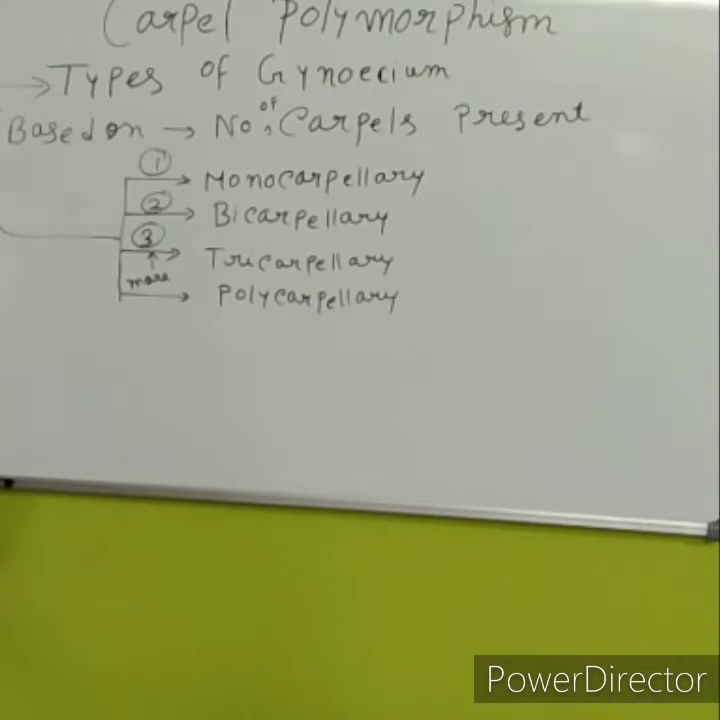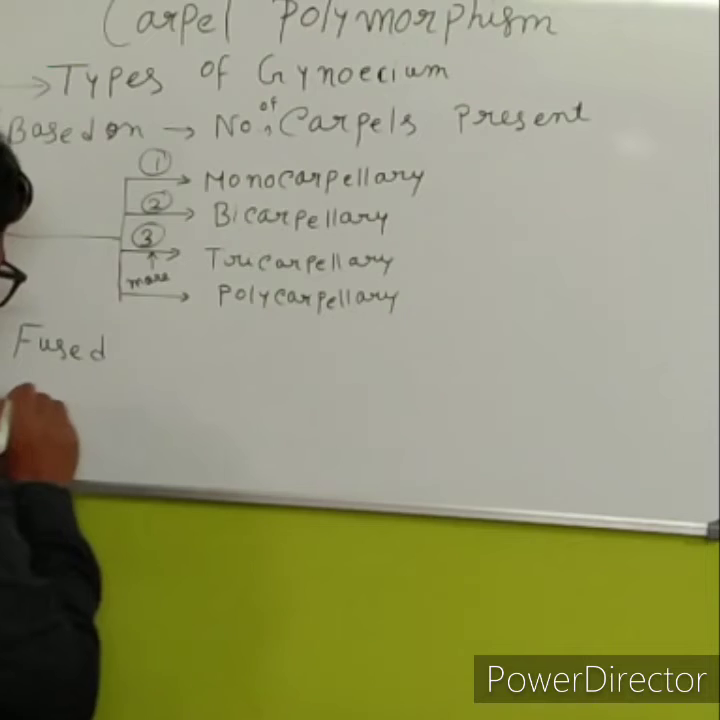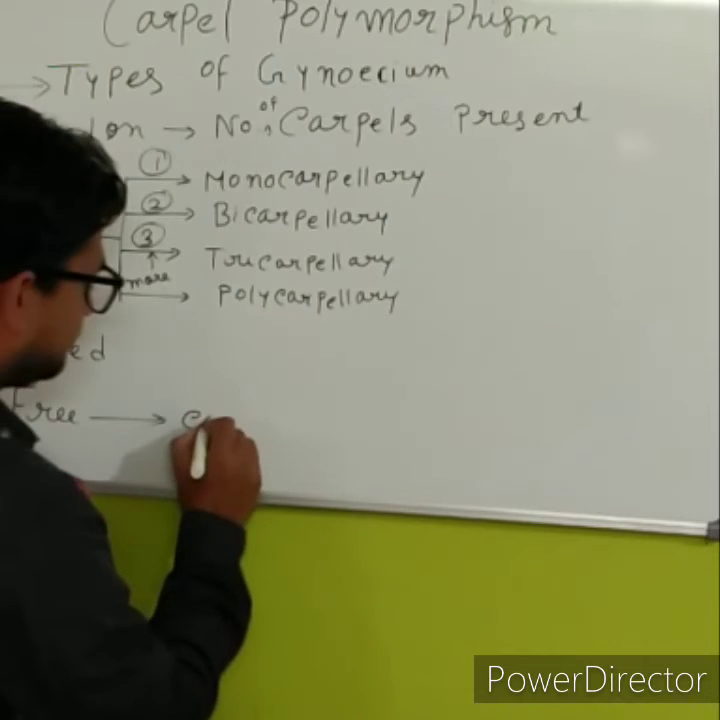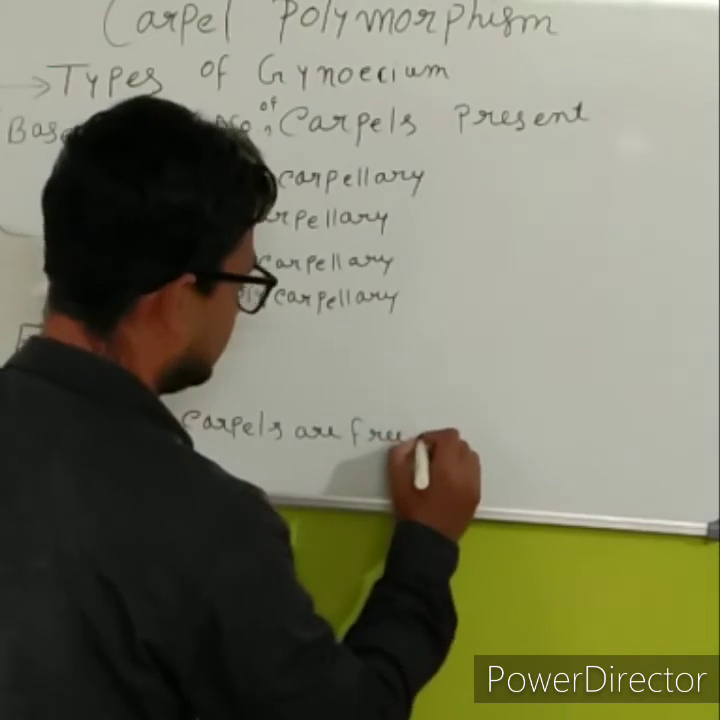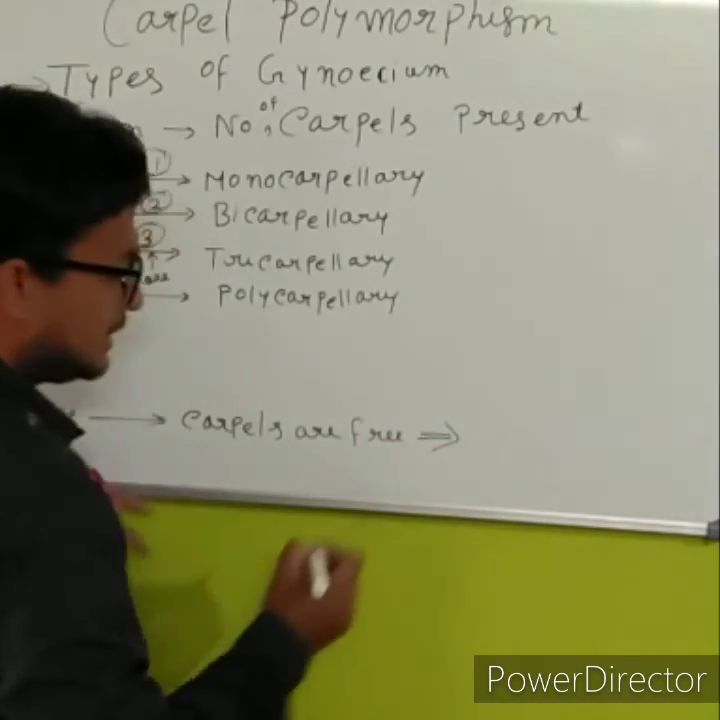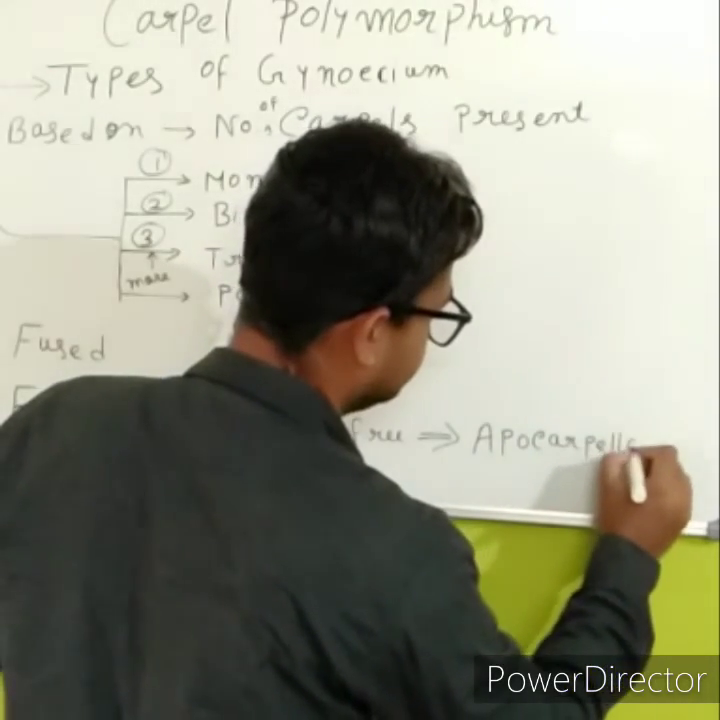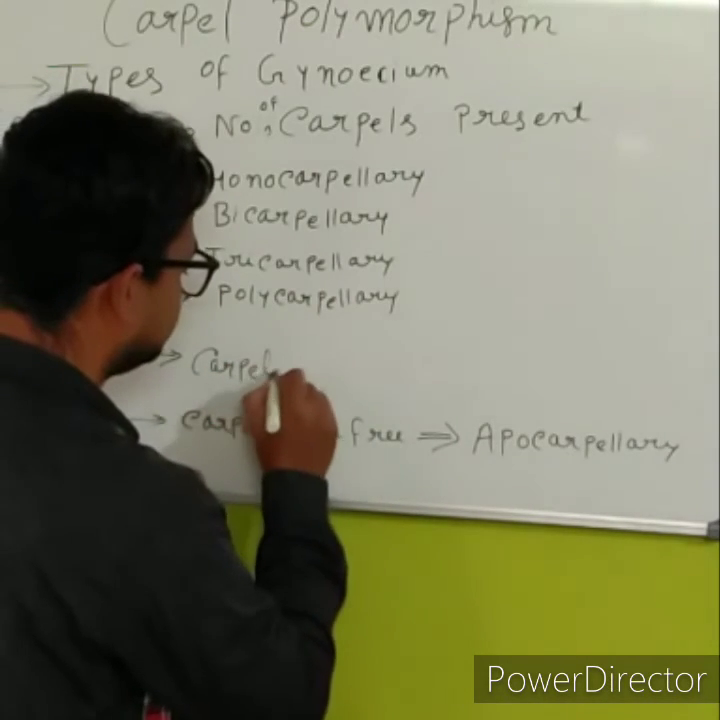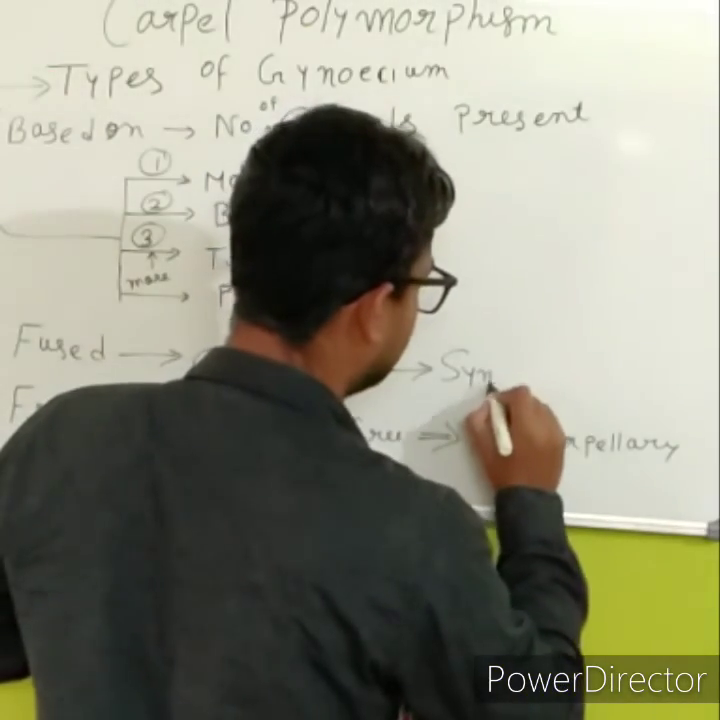So there are another two forms or terminology, that is the fused and free. When the carpels are free, then it is called the apocarpellary condition, and when the carpels are fused, then it is called syncarpellary condition.